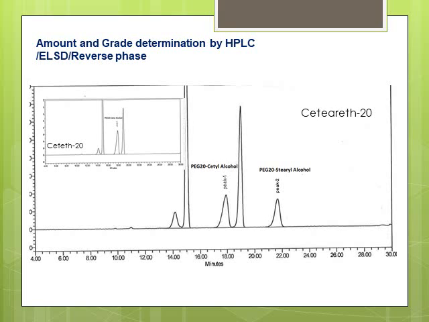So in my case, it is a better method for quantitation purposes when you have cetyl and acetyl alcohol in the formulation. If you don't, maybe both methods will work.